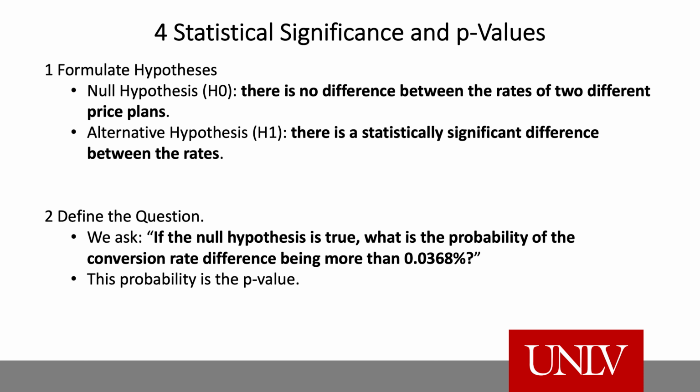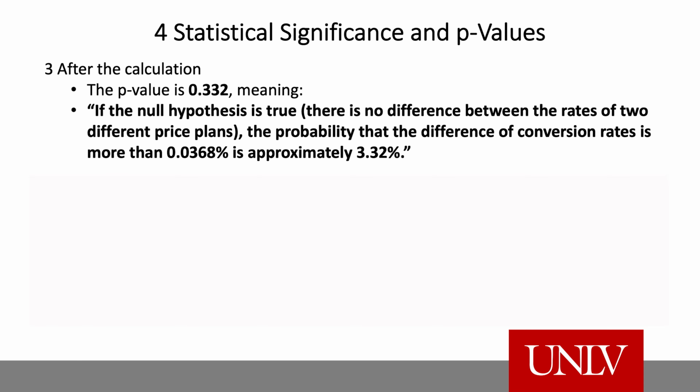Next, we define the exact question we want to answer. We ask, if the null hypothesis is true, meaning there really is no difference between the two price plans, what is the probability of observing a conversion rate difference larger than 0.0368%? That probability is what we call the p-value. After running the permutation test, we obtain a p-value of 0.332. In plain language, this means that if there truly is no difference between the pricing plans, we would see a difference this large or larger about 33% of the time, just due to random chance.